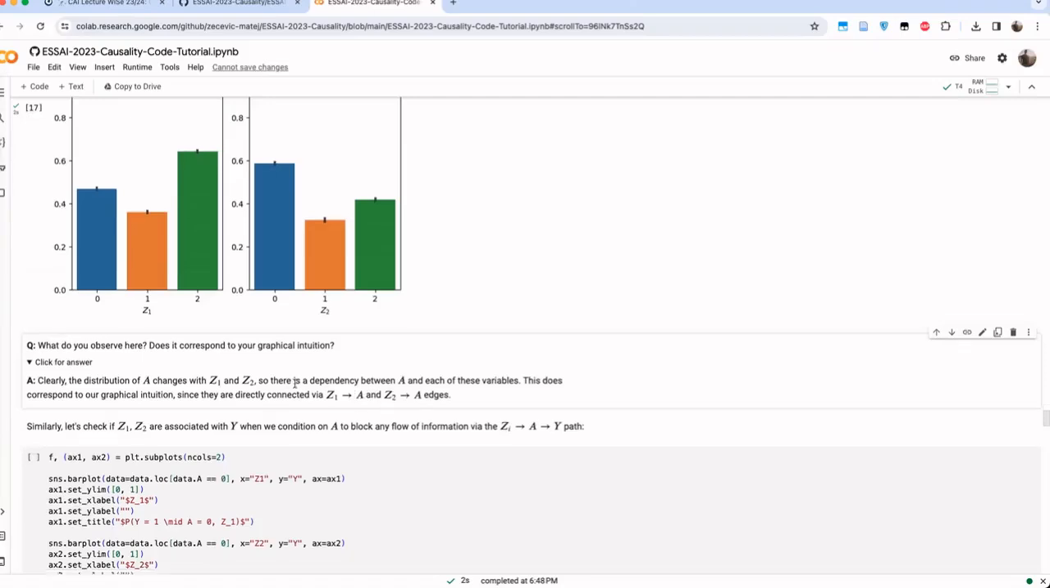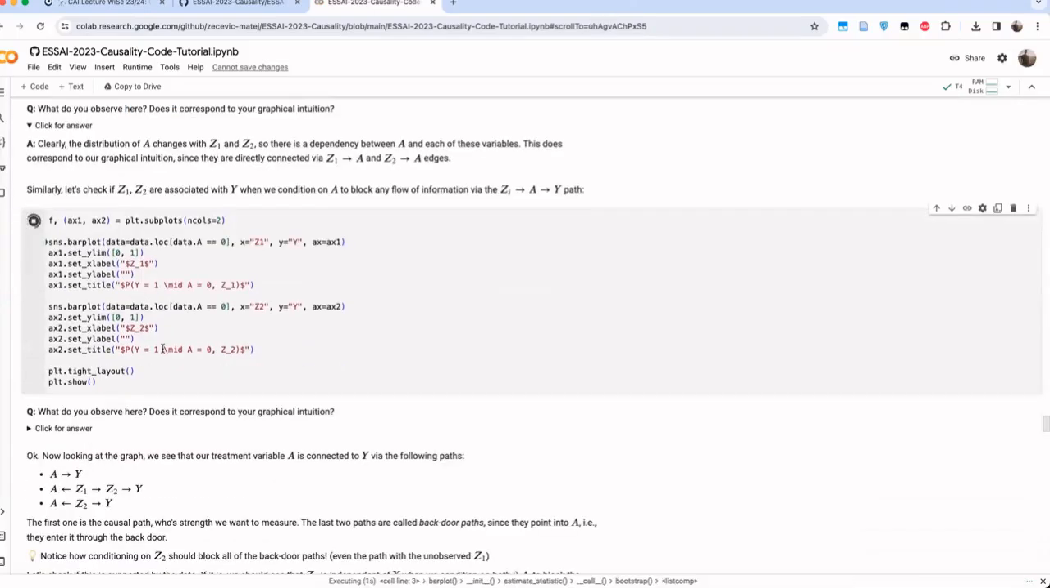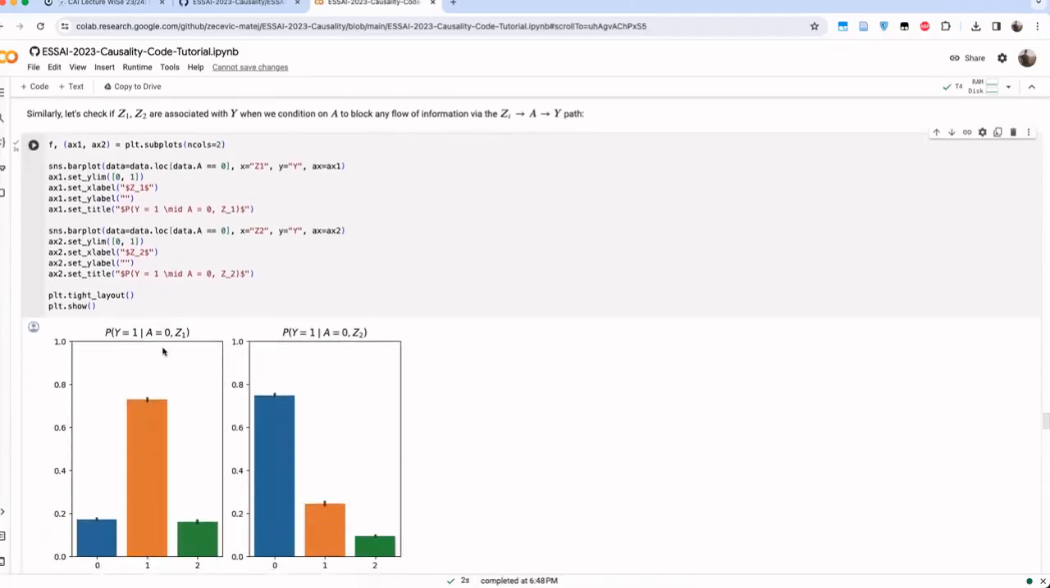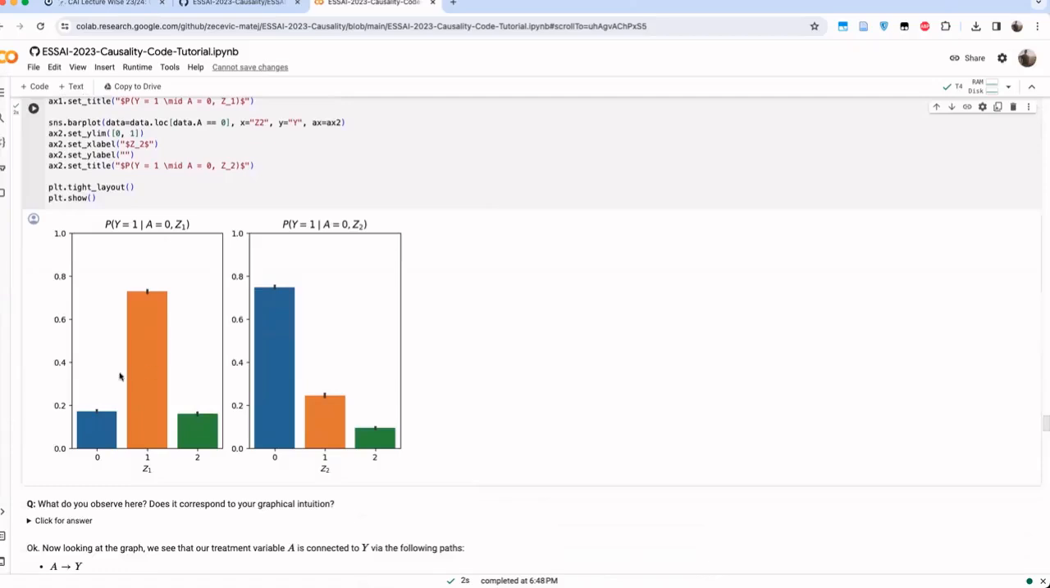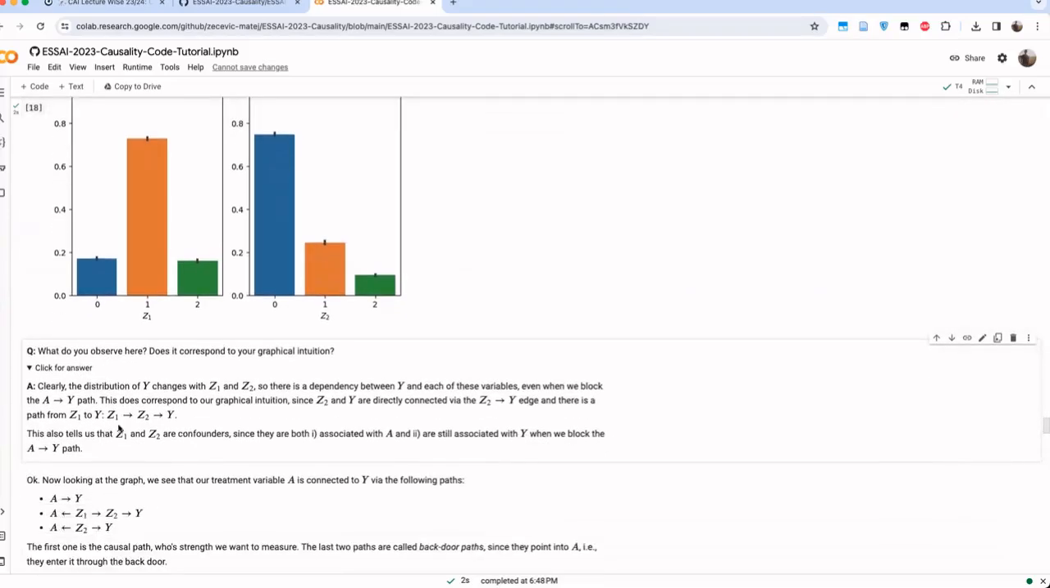Now let's look at the Zi and Y. Again, we are using the same techniques from the exercise before to plot. And again, we see varying bars across the different Zi when we know that A is 0. So what we're saying is that they are conditionally dependent given A equals 0. That's also what we're saying here.